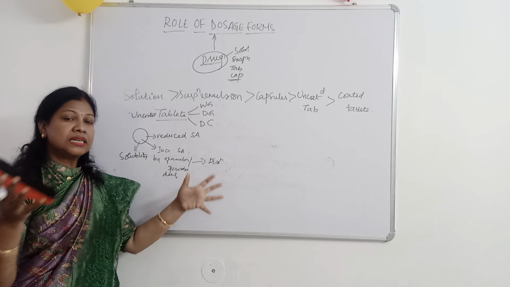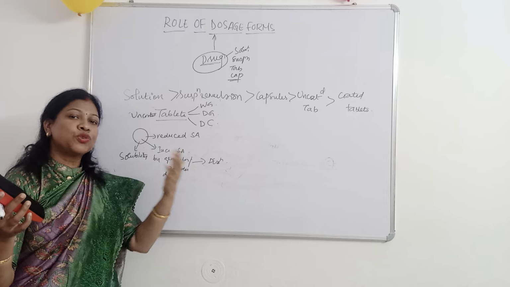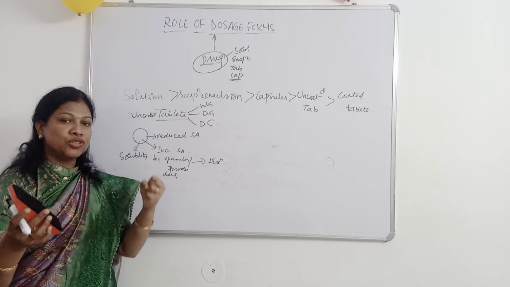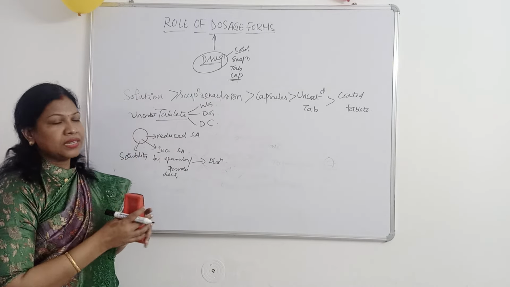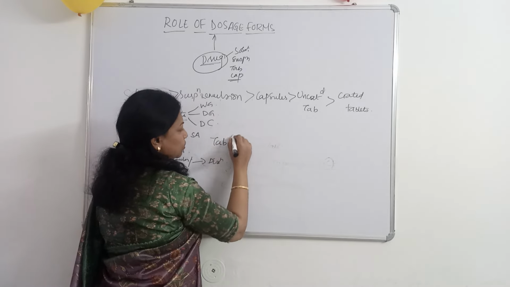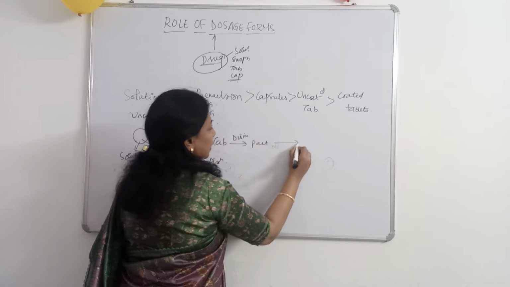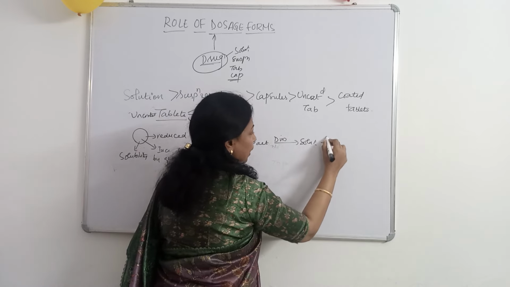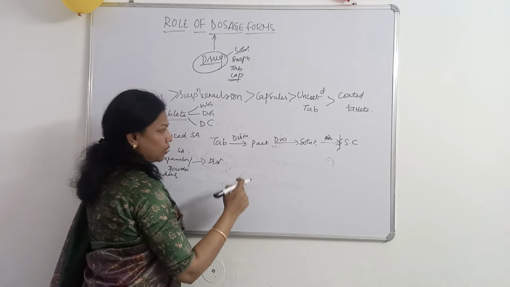Then the increase in effective surface area exposed to the medium means the drug will be dissolved and then absorbed. So, there are different steps in the case of tablet absorption. The tablet must undergo disintegration to form particles, then it must dissolve to become a solution, and then it has to be absorbed through the membrane to reach systemic circulation.